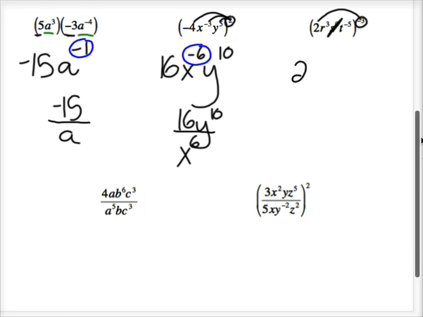So we get 2 to the negative third. Power of a power, so I'm going to multiply those exponents. I get r to the negative 9. And again, power of a power, negative 5 times negative 3 is a positive 15.